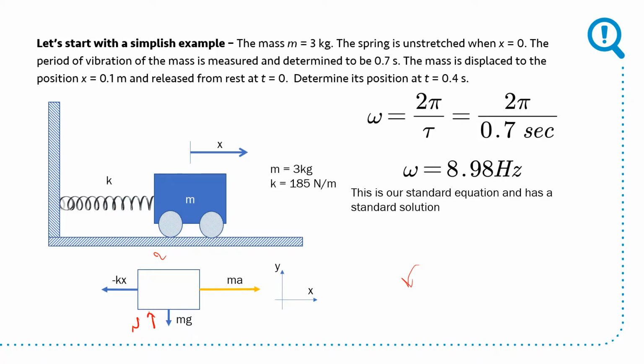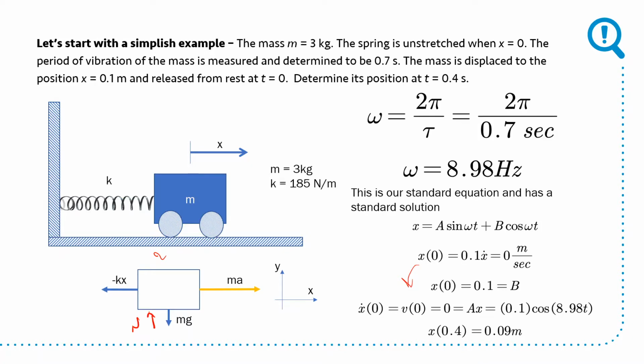Standard equation, standard solution. If I substitute in the terms and say x is equal to a sine omega t plus b cos omega t, first of all, x at 0 is equal to 0.1, which means that the first term, a, goes to 0. So that's going to go away. And for the second term, b will go to 0.1. So that means my governing equation for this is this expression, 0.1 cos 8.98 t, or at 0.4 seconds, it's going to be 0.09 meters.